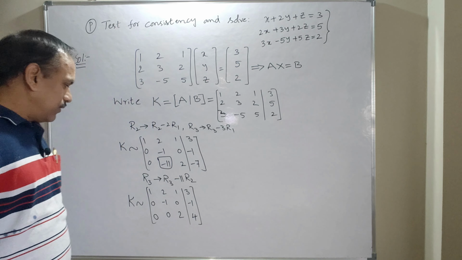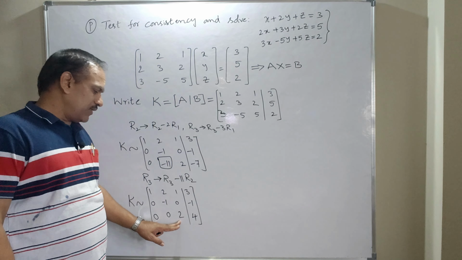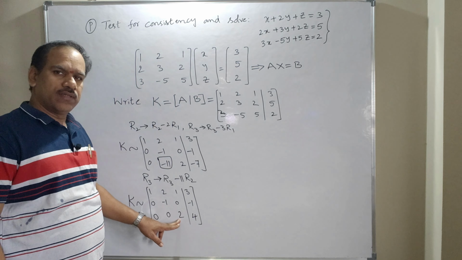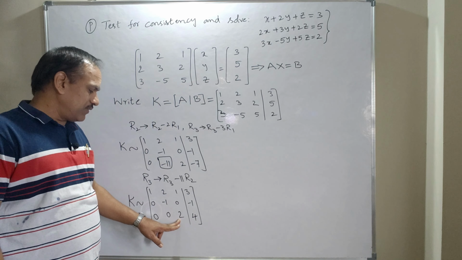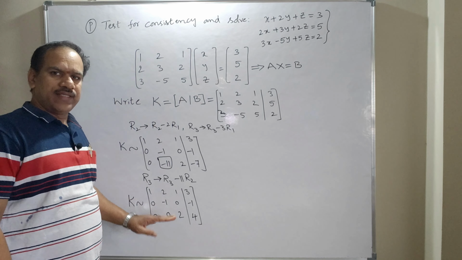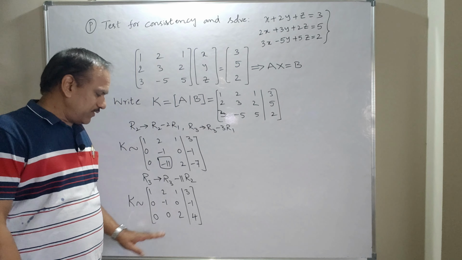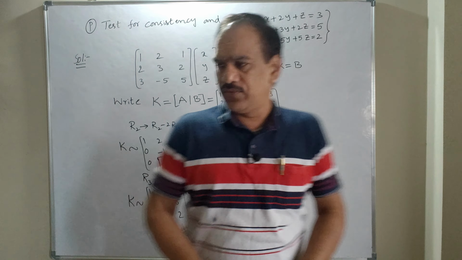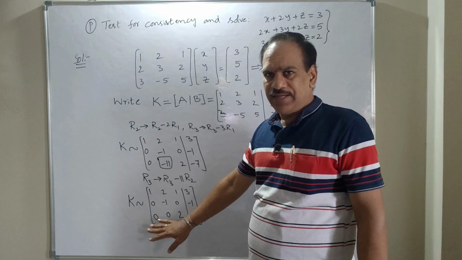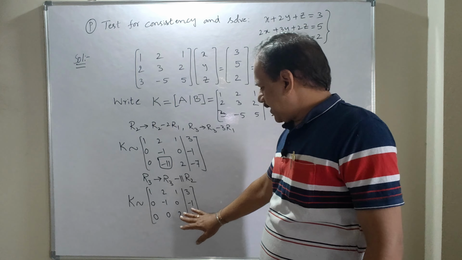Right? Now you cannot further reduce because you cannot make this entry 0. If you try to make this entry 0 using this, these two entries will be affected. So it is already in the echelon form. Once it is in the echelon form, we should observe what is the rank of matrix A and what is the rank of matrix K.